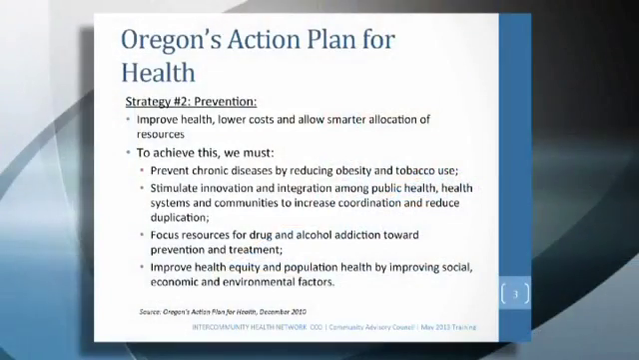So strategy 2 is prevention, and I'm going to read it here for you since you may not be able to see it too well in your slides. It says, strategy 2 in prevention: improve the health, lower costs, and allow smarter allocation of resources. To achieve this, we must prevent chronic diseases, such as by reducing obesity and tobacco, stimulate innovation and integration among public health systems and communities to increase coordination and reduce duplication, focus resources for drug and alcohol addiction towards prevention and treatment, and improve health equity and population health by improving social, economic, and environmental factors.